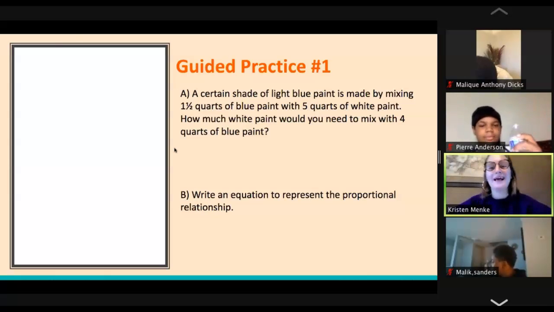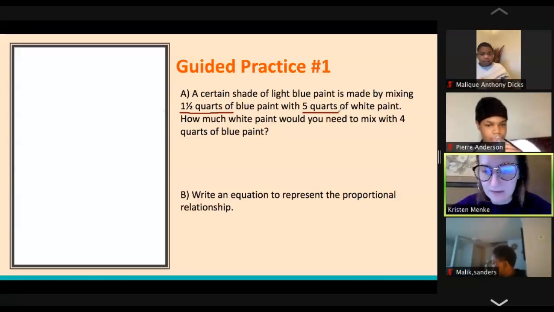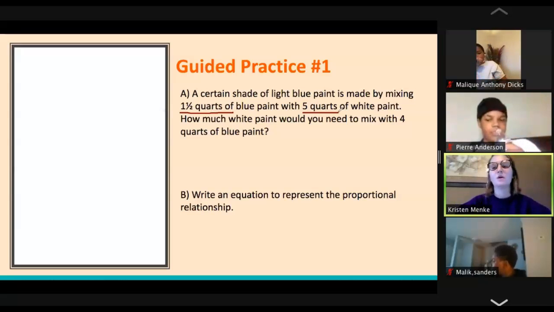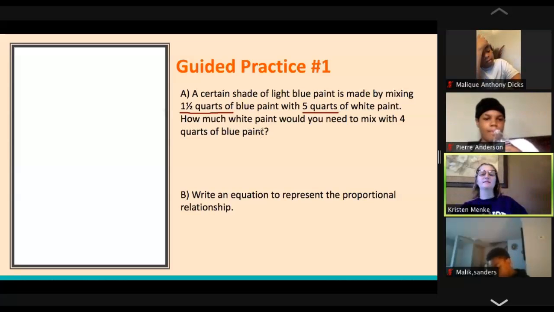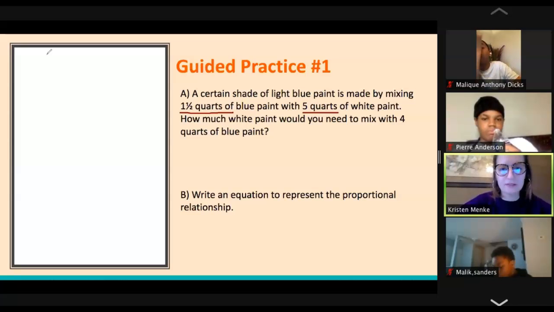So, we have 2 different colors of paint to make light blue paint. Let's first just establish what our numbers are. And this is where I now need you writing this in your notebook. I will be looking for this in your notebook. Just the math, you don't have to write the actual questions. So, we have 1.5 quarts of blue paint and 5 quarts of white paint. It's asking us how much white paint you would need to mix with 4 cups of blue paint. So let's make our table. See if we can do this in a 2-row table.